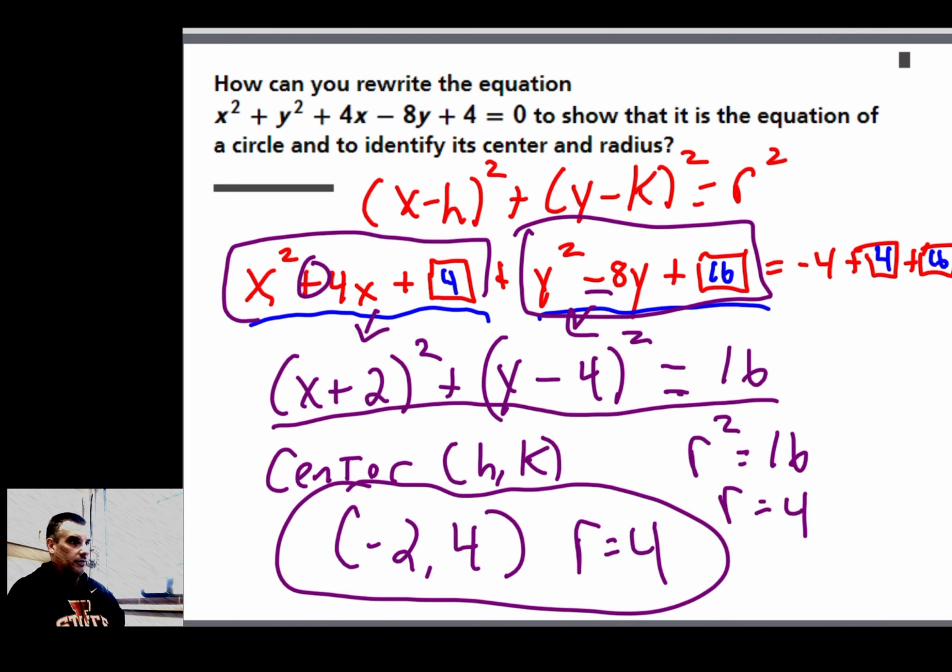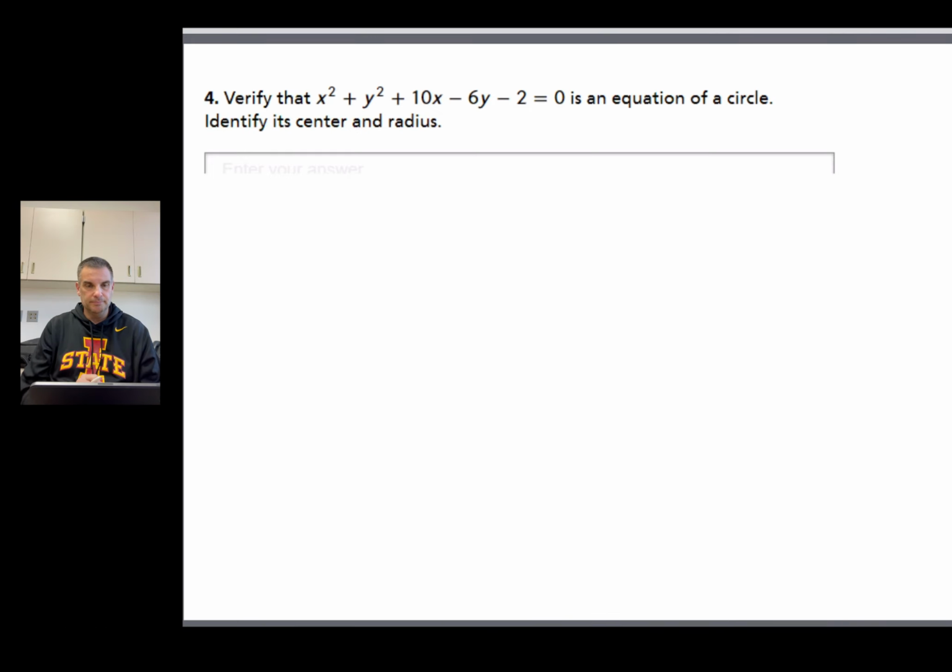Okay, let's look at another one of those. So we got x squared plus y squared plus 10x minus 6y minus 2 equals 0. Again, we're going to write the equation of the circle. I'm going to go through this. If you want to just hit pause, do it yourself, and then hit play.